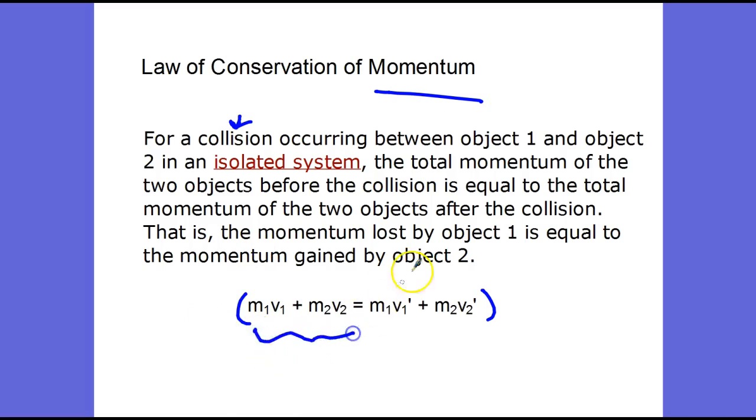You may only have one object before. If a gun shoots a bullet, then you have a gun and a bullet making a single object with a single velocity, and then it's a gun and the bullet separately after. You may have two objects before and one after, like two cars hit each other and they stick together and move off as a single object. So your equation might look a little different depending on the situation. But the important thing is that your initial momentum is equal to your final momentum.